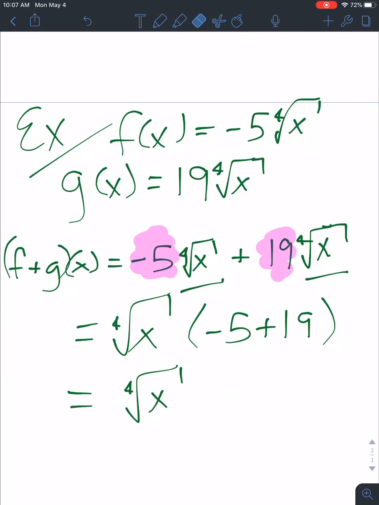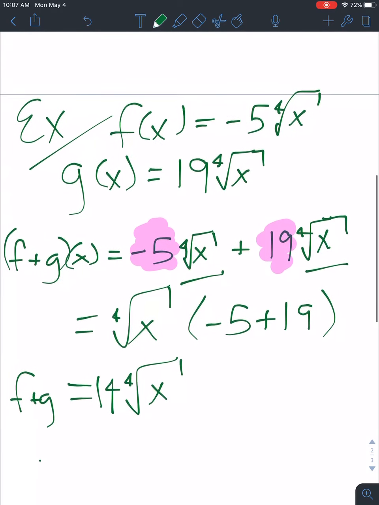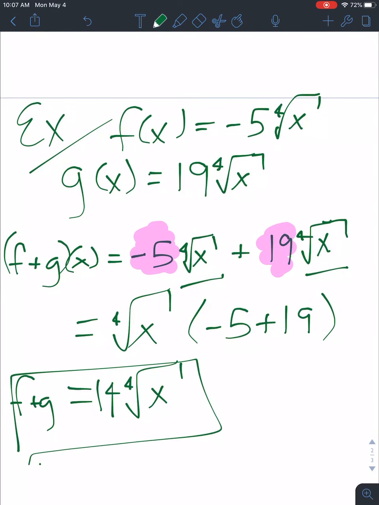We always write our coefficients in front of those radicals, so that it's really obvious that they are in front and being multiplied. So f plus g is 14 times the fourth root of x. All you do is combine like terms. If you had f minus g, you would just subtract these two. That's the only thing that would change, is that sign there.